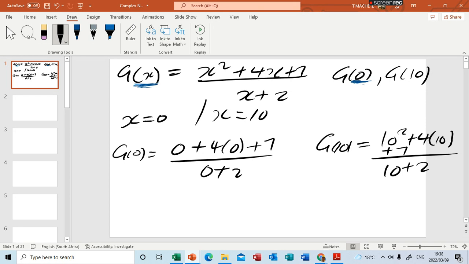That's all you need to do. And then from there, you just punch everything on the calculator. It's easy. You just punch it as it is. Then you get your answer. Obviously, the g of 0 will be equal to 7 over 2. Then g of 10, you're going to say 10 squared plus 40 plus 7 divided by 12. So you just punch everything on the calculator, you get your answer. Any question, guys?